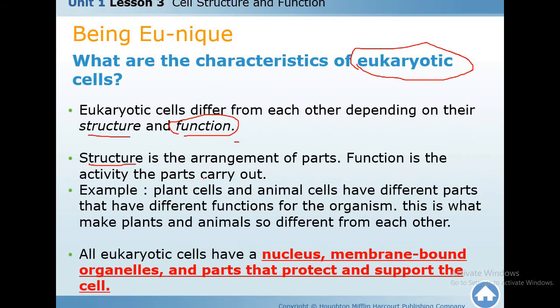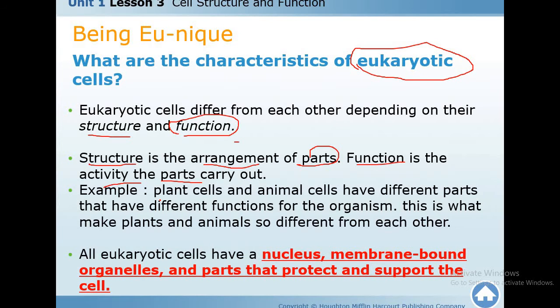For example, the nucleus is present in the center of the cell, so it's a structure, the arrangement of organelles. This is structure, while the function of the nucleus, the importance of the nucleus, is the function. The activity the nucleus can do is the function. So function is the activity the parts carry out.